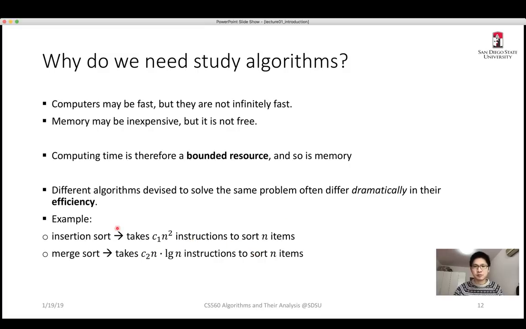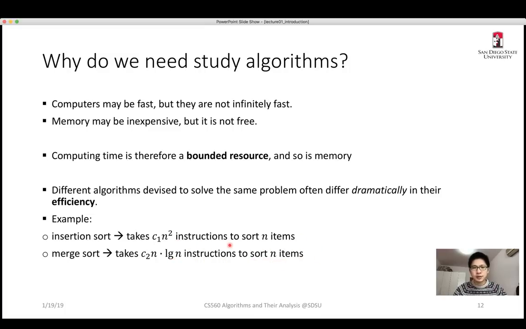The computational problem is the sorting problem. Given an input sequence, we want to output a sorted sequence that contains all the original elements in the input sequence. We have two sorting algorithms. The first one is insertion sort, which we assume takes C1 times n squared instructions to sort n items. And merge sort takes C2 times n times log n, where the base of the log function is 2, instructions to sort n items.